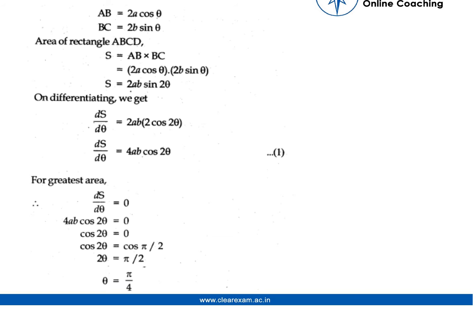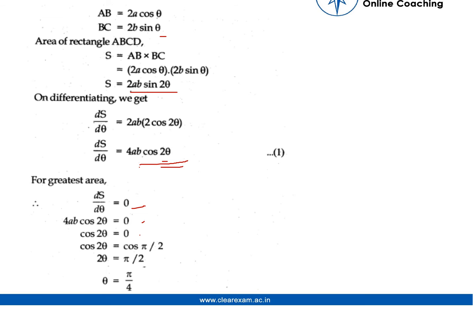So the sides of the rectangle are 2a cos theta and another side is 2b sin theta. So the area of the rectangle is S equals AB into BC, so S equals 2ab sin 2 theta. Now we will differentiate it with respect to theta, and the answer we are getting is 4ab cos 2 theta. Now for greatest area, dS over d theta equals 0, so we will equate it to 0 and find the value of theta.